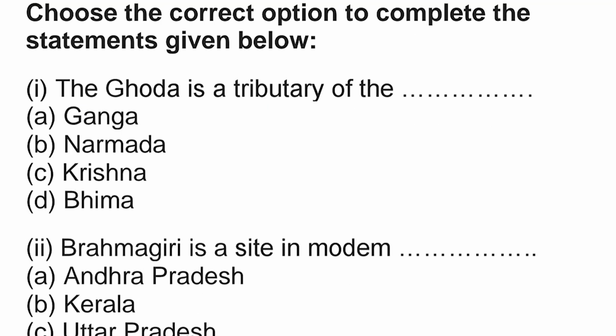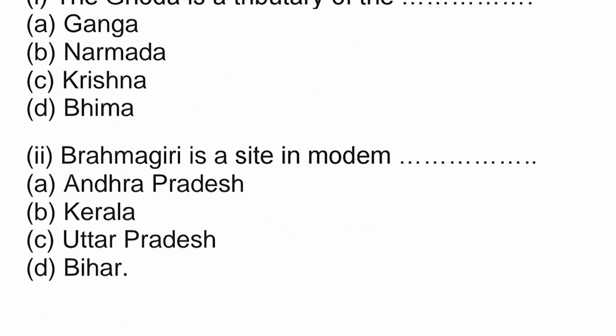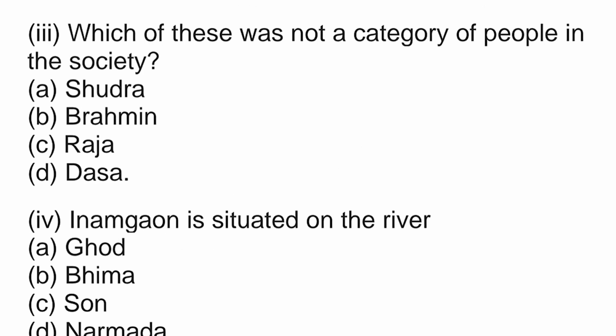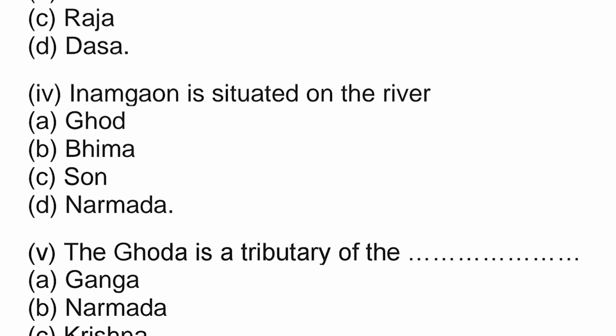Next question is, the Godha is a tributary of the... Right answer is Narmada. Okay. Next, question number 2 is, Brahmagiri is a site in modern... Right answer is Andhra Pradesh. Okay. Let's see the next question: which of these was not a category of people in the society? What is the right answer? Right answer is Sudra. Okay. Let's see the next question.